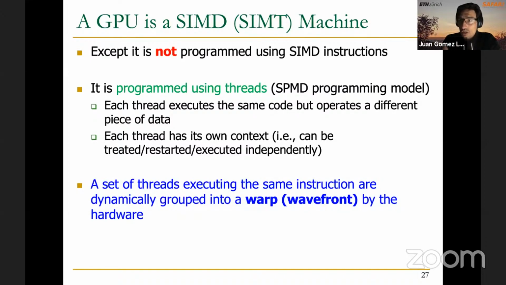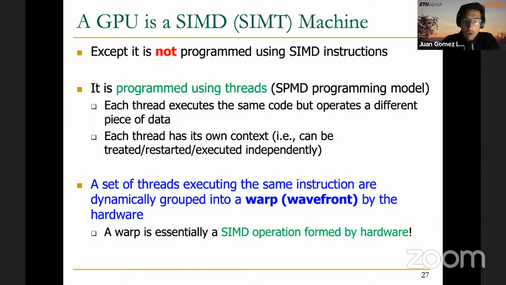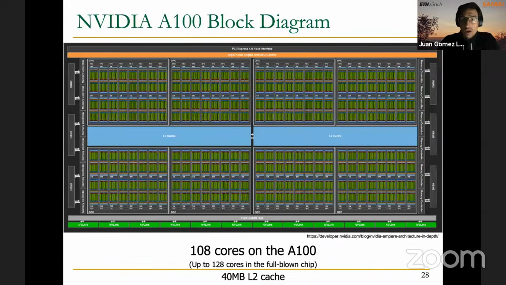So 32 threads are collocated together and they are executed in lockstep on the GPU hardware. And that way, from that point of view, they are going to behave the same as a SIMD unit, because each of the warps is going to execute SIMD instructions in some way. So a warp is essentially a SIMD operation or a SIMD instruction formed by the hardware.